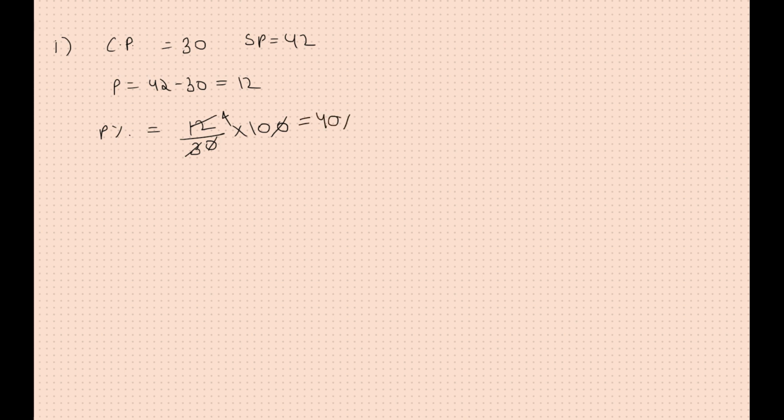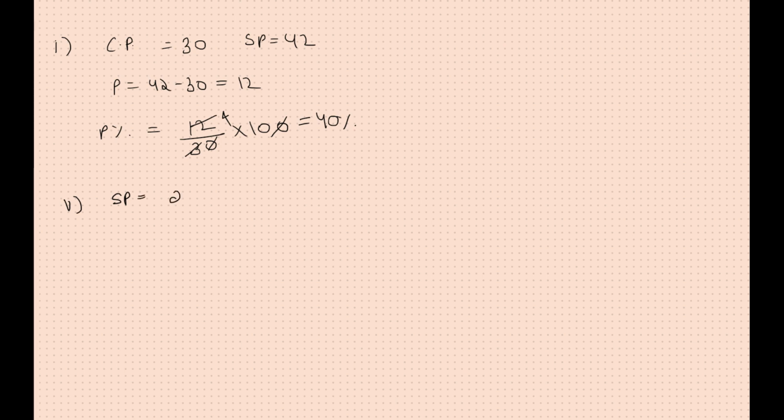Part 1. Cost price 30. Selling price 42. So profit equals 42 minus 30. So this will be 12. And profit percent will be equal to profit upon cost price into 100. So this will be 40%. Okay.